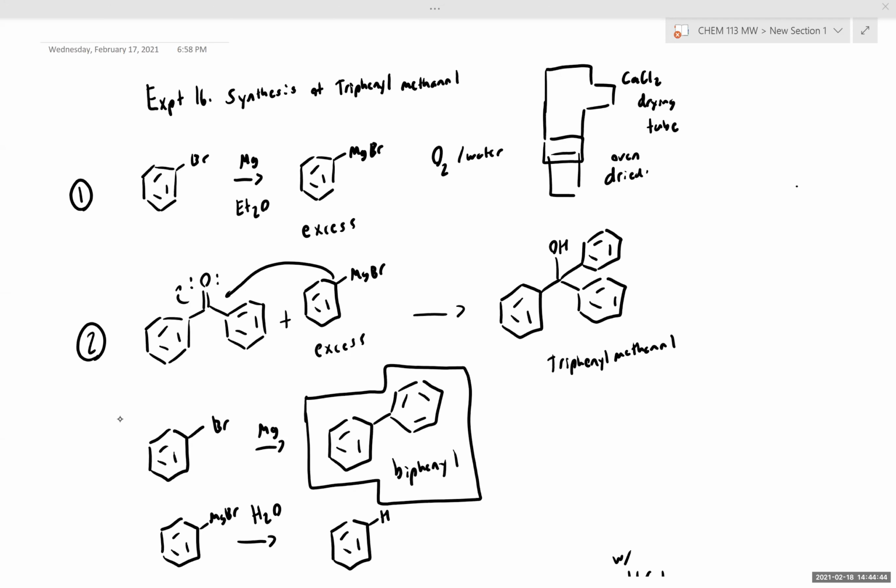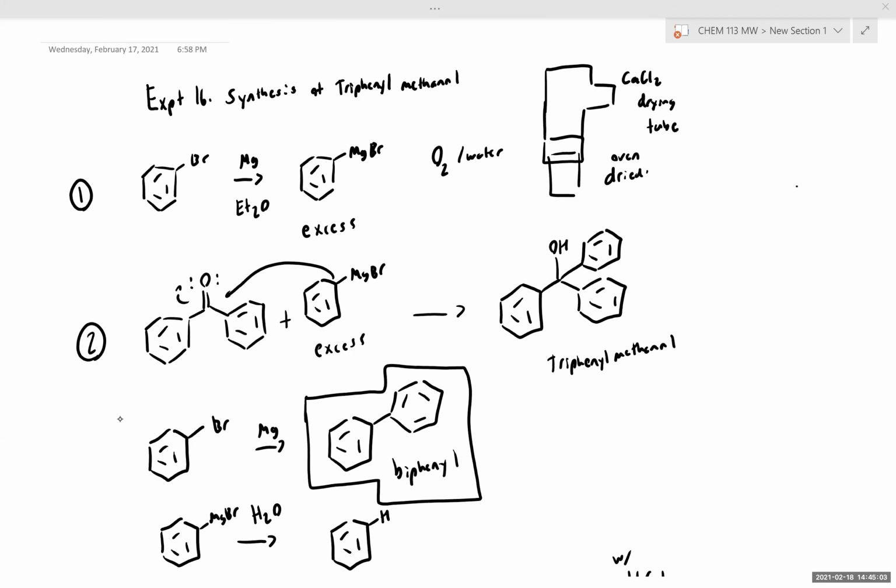And we are then going to react our generated Grignard reagent with benzophenone, shown here. So it's a highly reactive ketone. And after quenching our reaction with acid, we would be able to isolate triphenylmethanol.